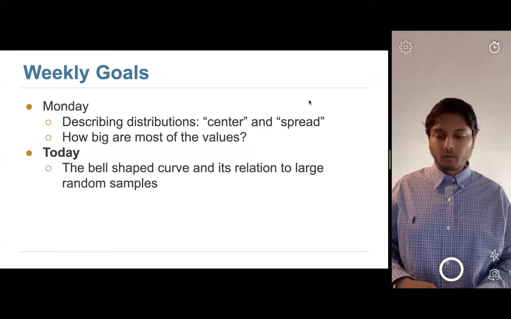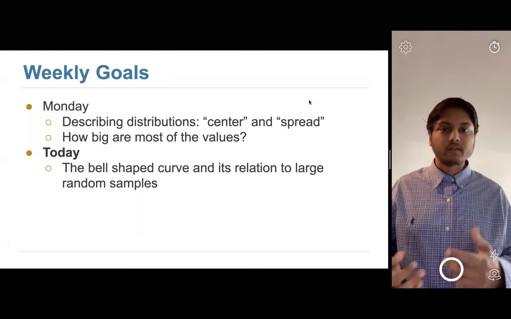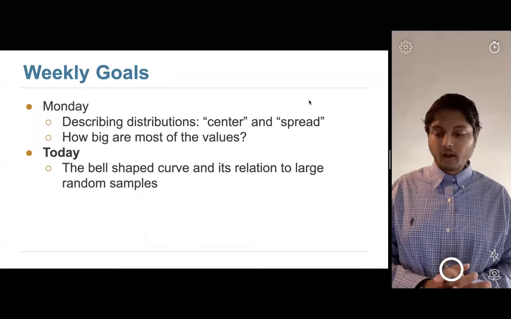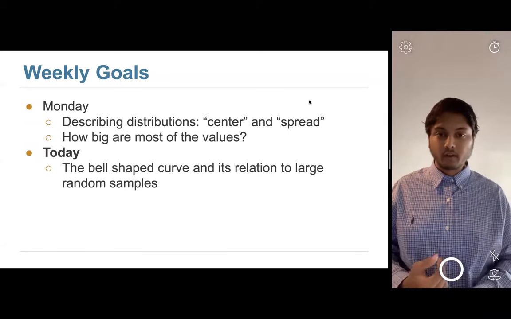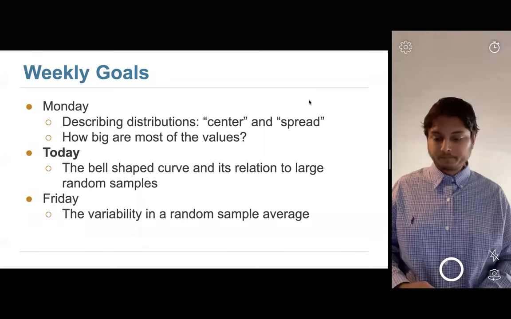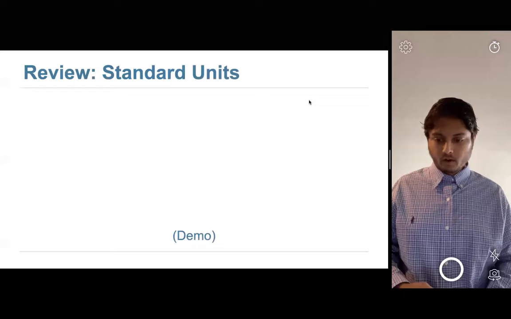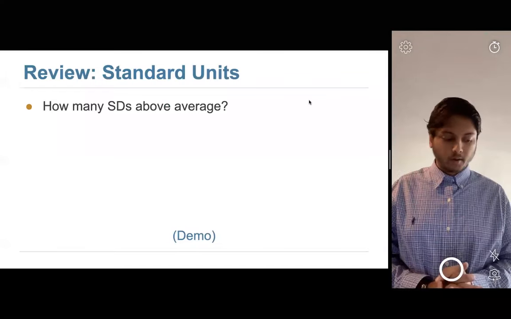And so today we'll be continuing that discussion, finishing up some stuff around standard units, which we didn't totally get to completely, and then going into bell-shaped curves, which are a very interesting type of curve and have really useful properties for all kinds of sampling. So just to quickly recap what we talked about with standard units.